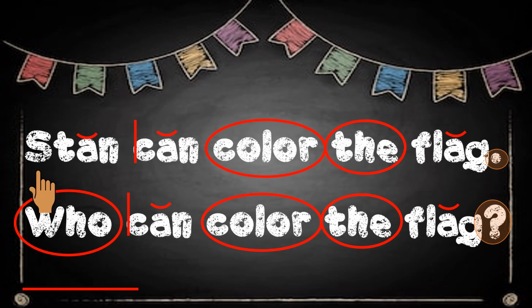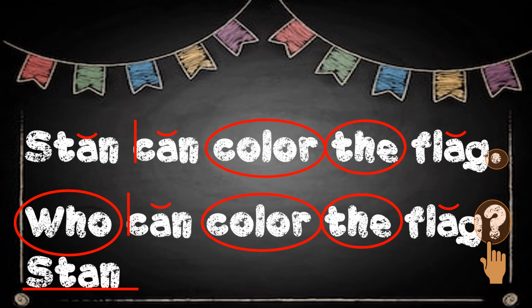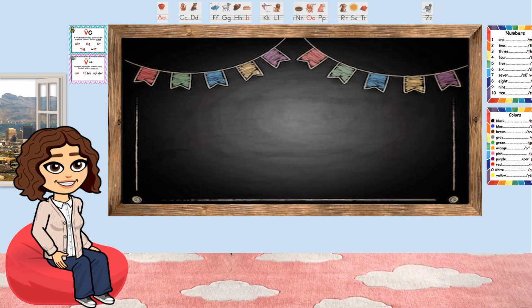Let's go ahead and read our first sentence. Stan can color the flag. Let's read our question. Who can color the flag? What did we say? Stan. Stan can color the flag.